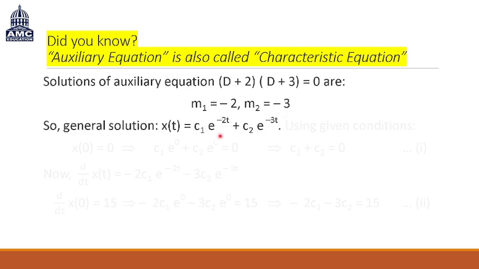Okay, now looking at this, our general solution is going to be c1 e power m1 t, right? So m1 is -2, and c2 e power m2 t. So m2 is -3 here, right? So that's how we get the general solution of our given equation.